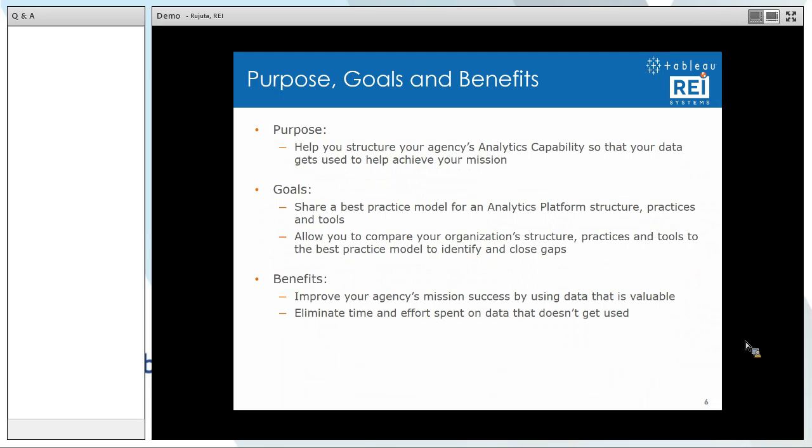So with that, let me turn it over to Rajuta and ask Rajuta to talk a little bit about strategy and architecture.